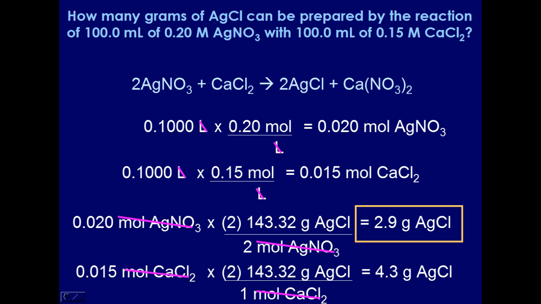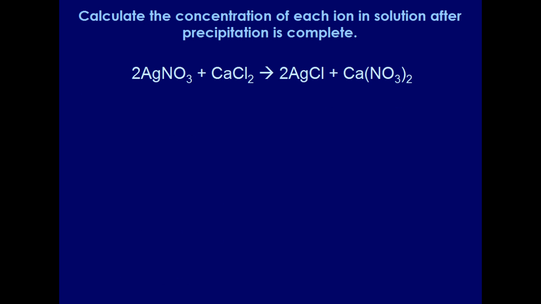Now, we know from this problem how many moles of the two reactants we had, and we also know what the new volume is, because when you combine 100 mL of both reactant solutions together, your new volume would be approximately 200 mL. Those are going to be important things for us to keep in mind with the second part of the problem, and that is determining the concentration of each ion in solution once the precipitation reaction is completed.